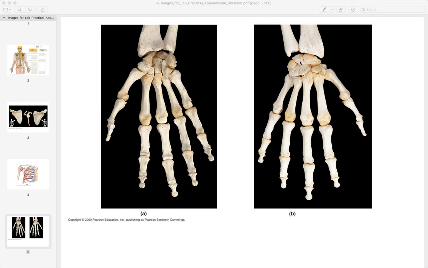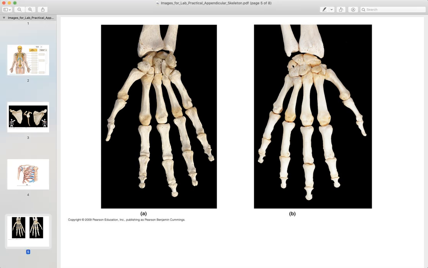and this one here is the triquetral, and then this one here is the hamate, right there, and then this one here is the capitate. This bone here is the trapezoid, and then the trapezium is right here. And those are those 8 small bones.